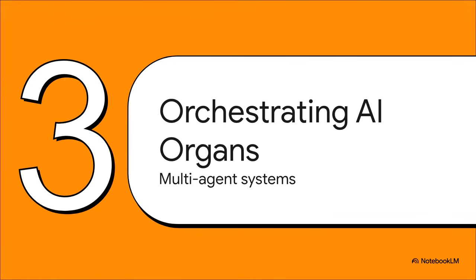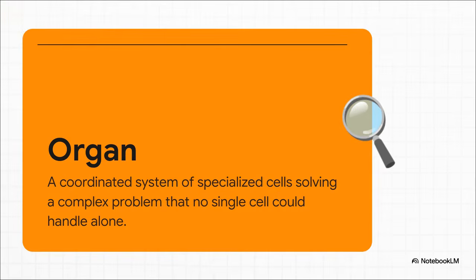Okay, so we've got memory, we've got stateful conversations. Now let's scale this thing up. Let's go from a single stateful application to a whole coordinated system of them. Let's build organs. An organ is just a system of specialized cells that all work together. And the parallel here for a back-end developer is just too good. This is a microservices architecture.